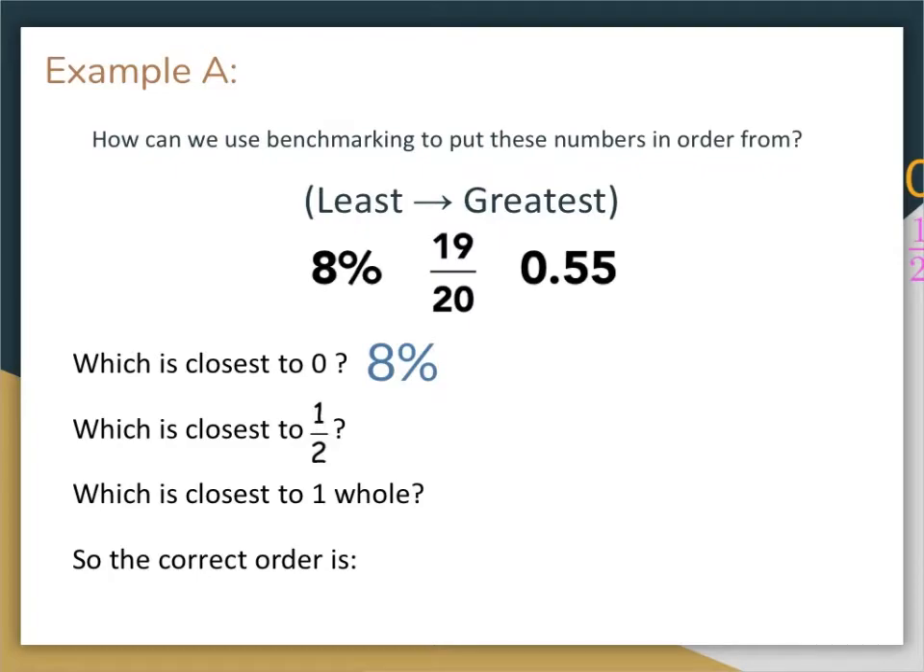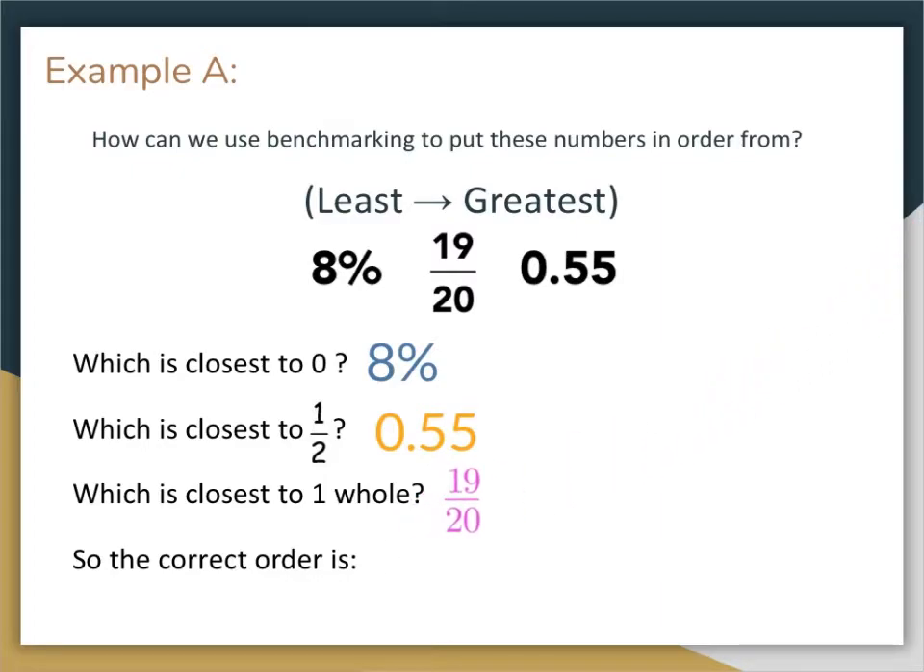Then it says, which one is closest to a half? I know it's not 8% because that one was closest to 0, so now I've got 19/20ths, almost 20, and 0.55. Well, 0.55 is close to 0.5, which I know is a half, so I'm going to say the closest one to a half is 0.55. Then, which one is closest to 1 whole? Granted, I only have one number left, but 19 being close to 20 is almost 1 whole, so I'm going to say 19/20ths.